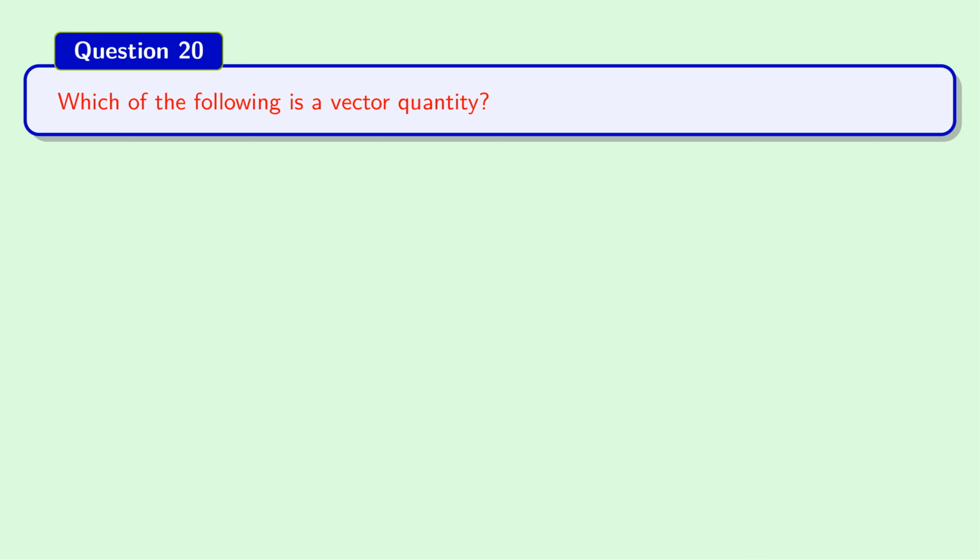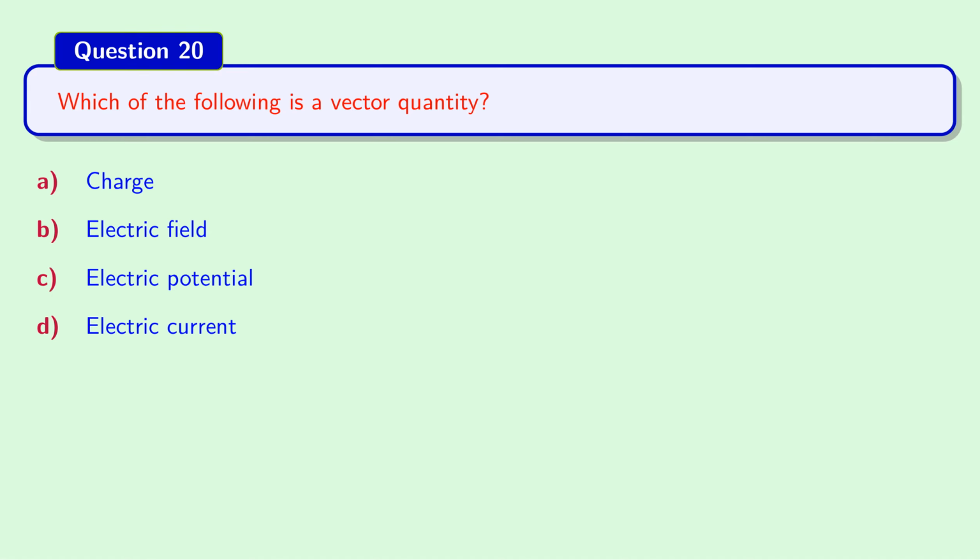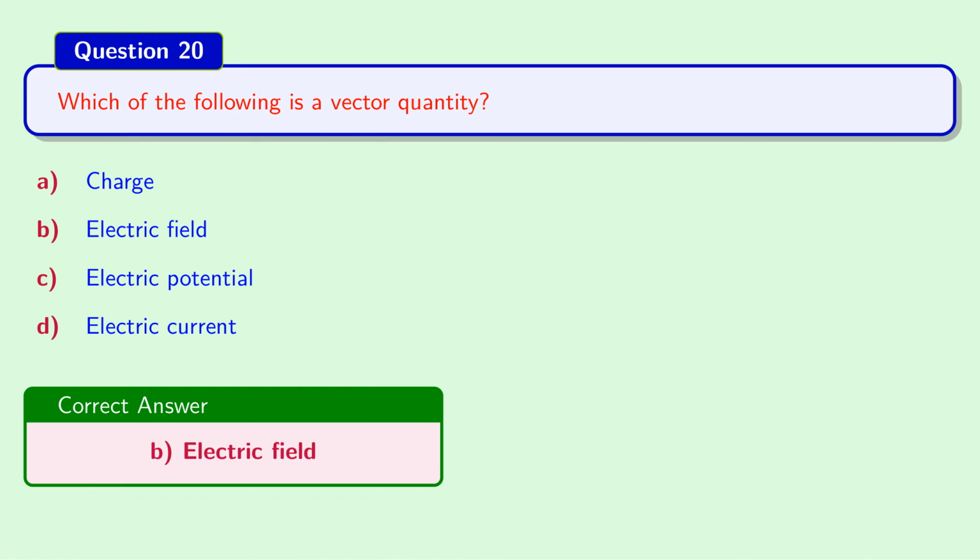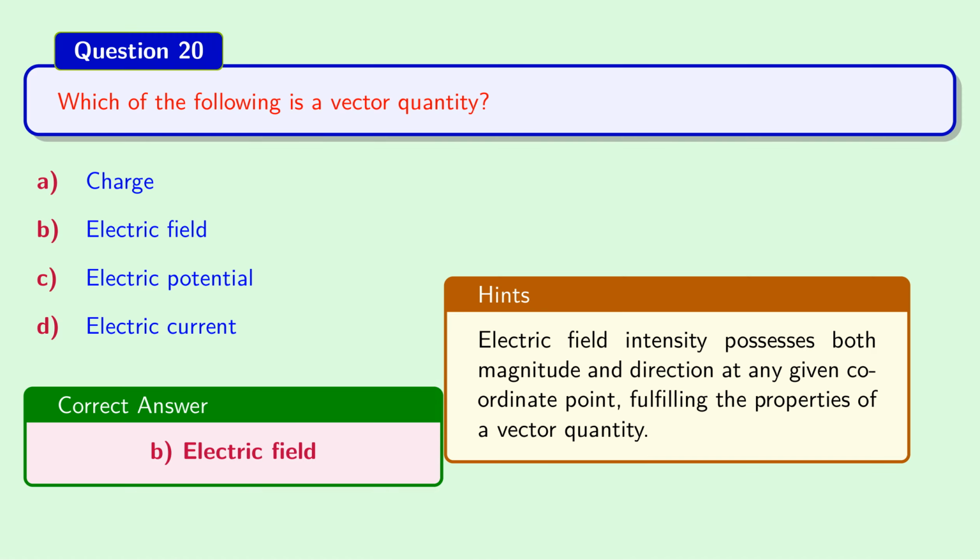Question 20. Which of the following is a vector quantity? Look at the options on the screen. A, charge. B, electric field. C, electric potential. D, electric current. Correct answer is option B, electric field. Quick tip for this question.